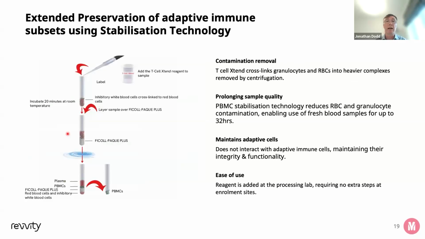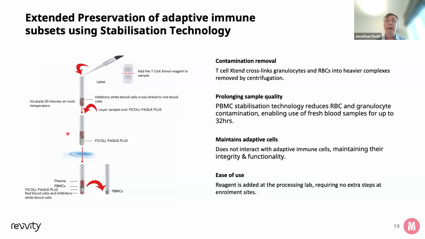So within Revvity, our on-demand CRO called Certimmune has used PBMC stabilization reagents, and one here called T-cell extend. These agents are useful because they enable the cleaning up of the sample to improve the quality of the PBMC layer prior to use in your downstream assays. T-cell extend is a reagent that's added at the point of blood processing, so it's not required to be used at the site of collection.